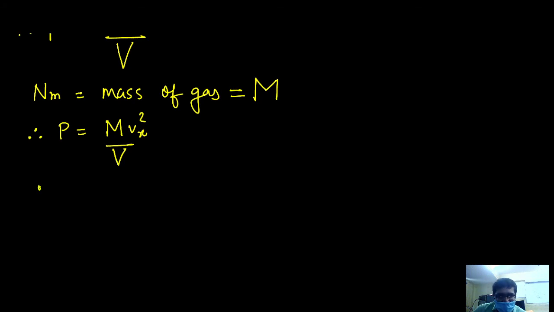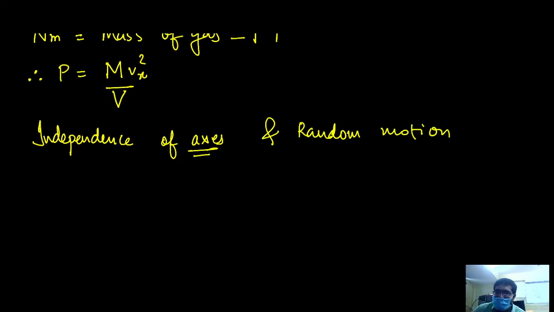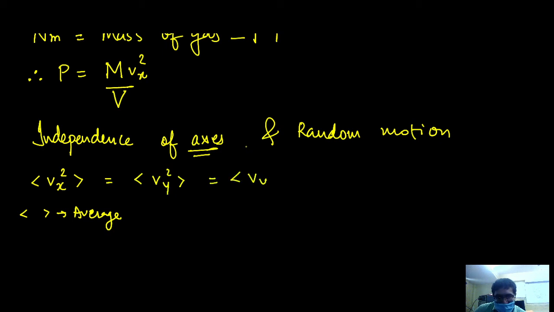First of all, I'm going to once again talk about independence of axis and random motion. When you consider both these things together, we have an important point to make. It is that on an average, triangular brackets mean average, the average of Vx squared will be the same as the average of Vy squared, which will be the same as the average of Vz squared.